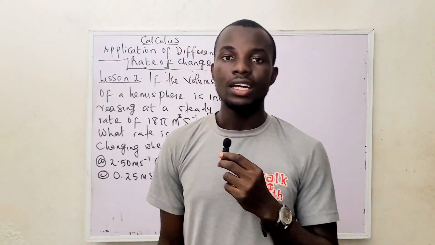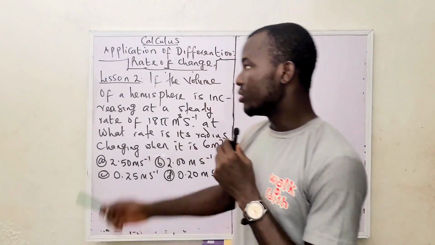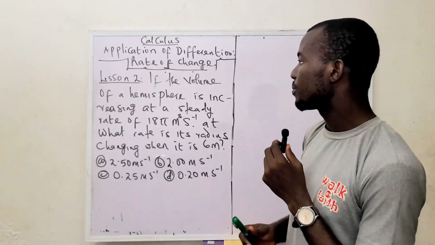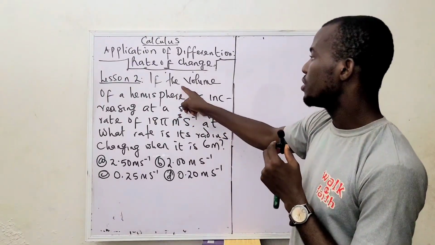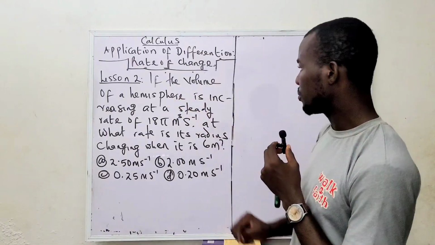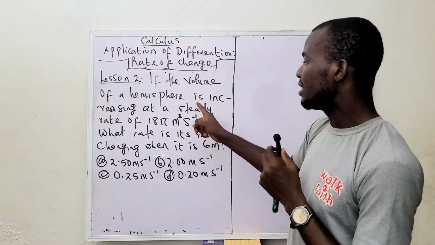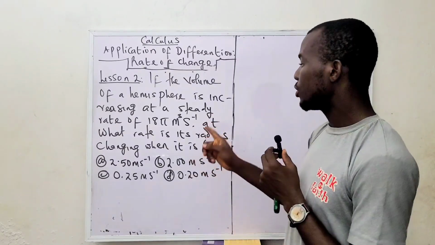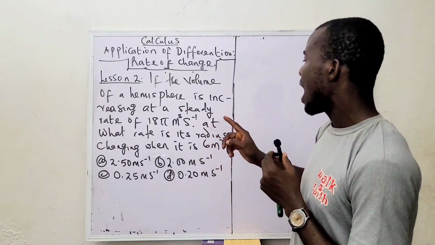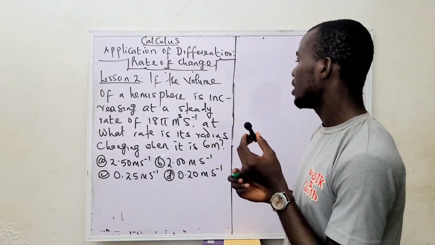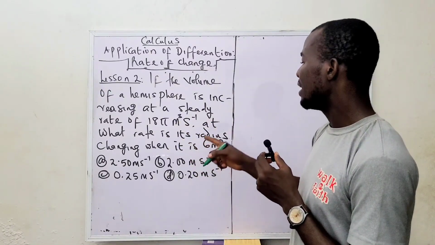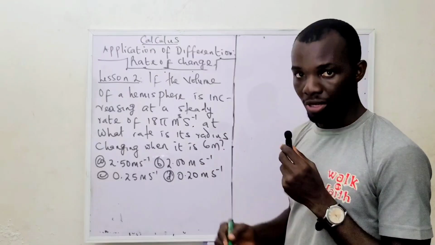Yes, this is yet another question on the rate of change. Remember, calculus is what we're dealing with. The question reads, if the volume of a hemisphere is increasing at a steady rate of 18 pi meter cube per second, at what rate is its radius changing when it is 6 meter?